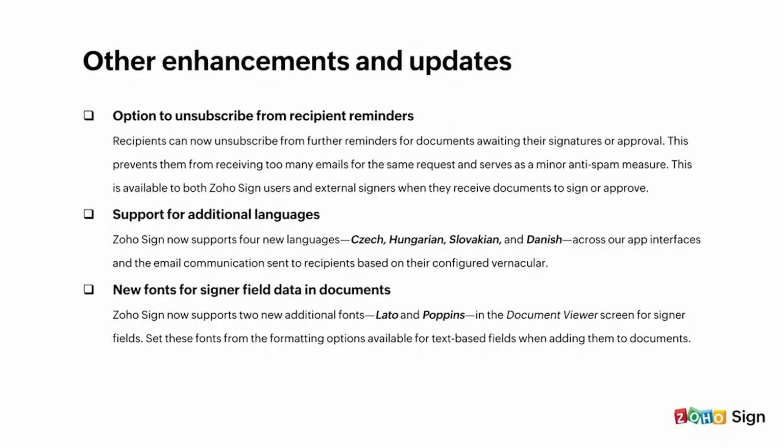Now we have introduced support for additional languages, both across our app interface and the email communication that is being sent to recipients. These languages are Czech, Hungarian, Slovakian, and Danish. And along with this, we've also added a couple of new fonts to the application. This is for the fields of information that you add for signers. And the fonts Lato and Poppins, fairly popular. Depending on your preference of which font you like, you can pick one of these and have your document look neat to the eye and fit in with the rest of your text.